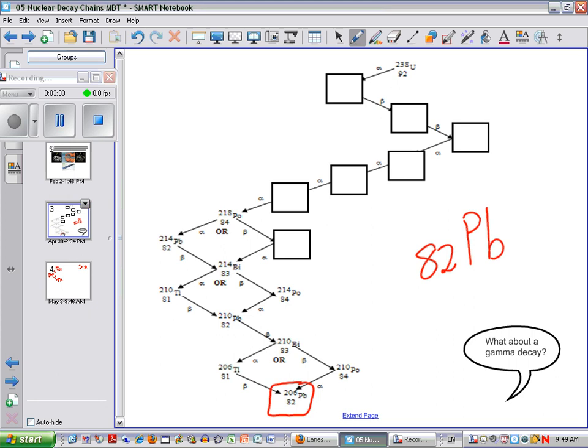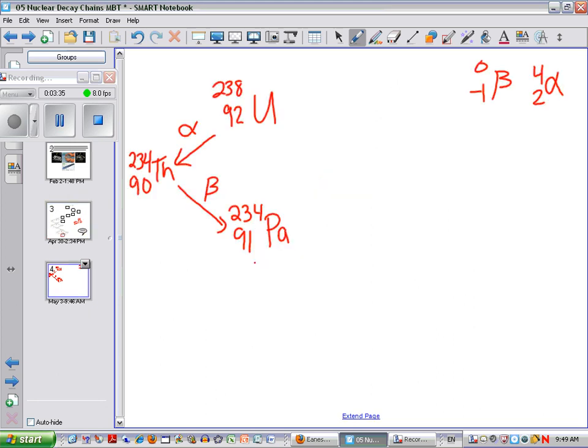Now, real quick, what happens with gamma? I know it's not gamma that happens next, but let's say it's gamma radiation that's released next. Remember, gamma is 0, 0. So what is it going to do? Stay exactly the same. It's just releasing pure energy in that step.